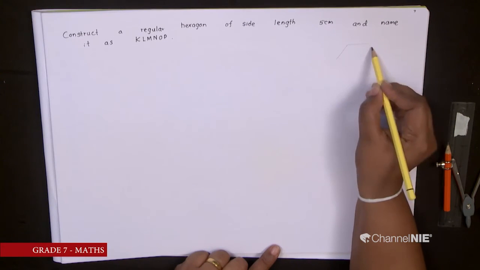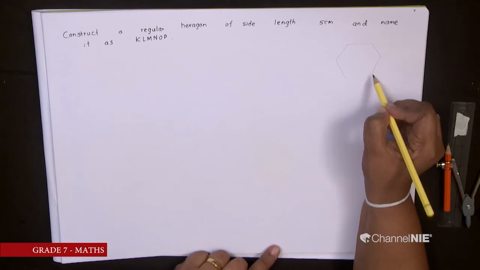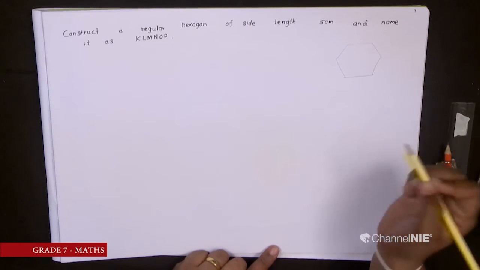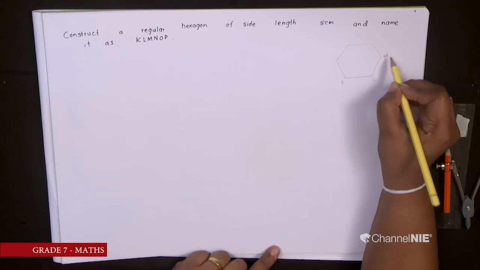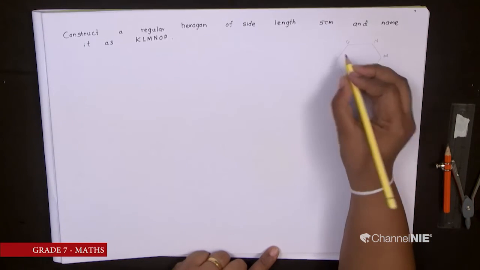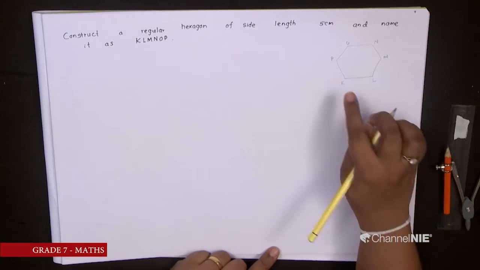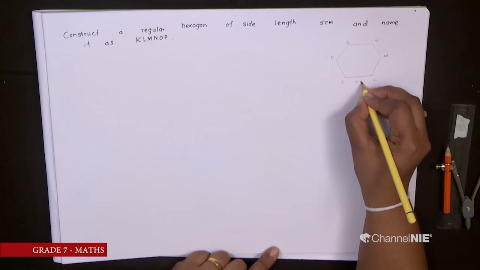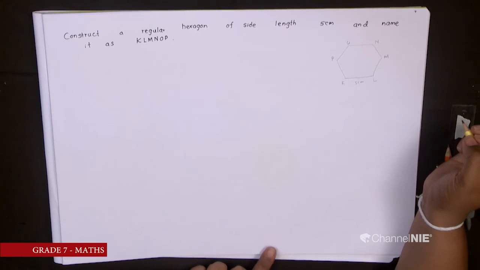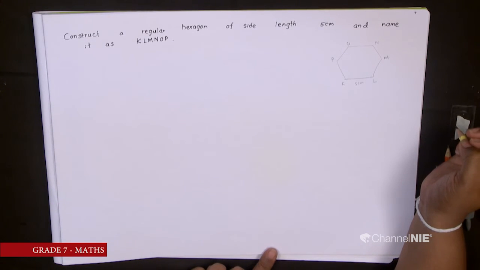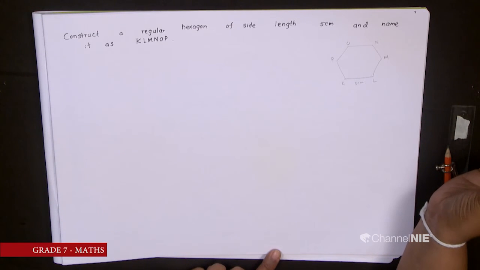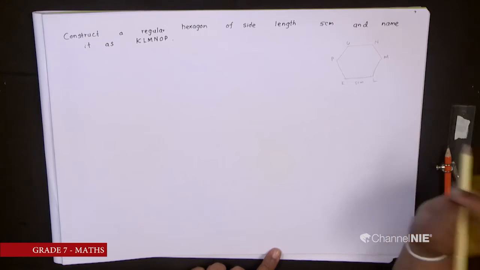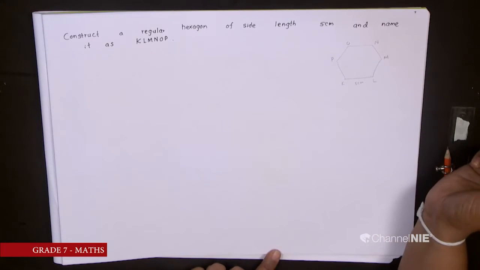It is a regular hexagon. Now, the name of it is KLMNOP and the length of a side is 5 centimeters. I have told you that we are going to construct it using equilateral triangles. Therefore, I am going to divide this regular hexagon into few equilateral triangles. I am going to draw it in my rough sketch, then it is easy for us to construct it.